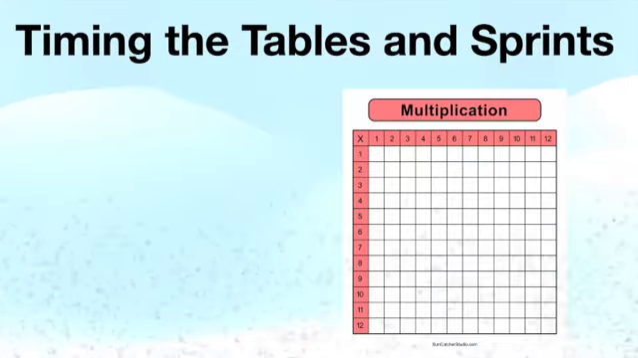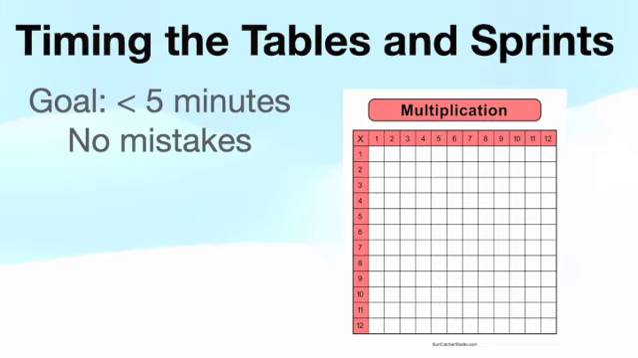Once you practice all of your skip counting, then there's the timing of the multiplication tables and what I call sprints to help students gain quickness with it. So they get faster and faster at it. And all this requires is a multiplication table and a blank multiplication table. I would photocopy bunches and bunches of them because we did this multiplication timing every single week. And the ultimate goal was to complete it with no mistakes in less than 5 minutes.